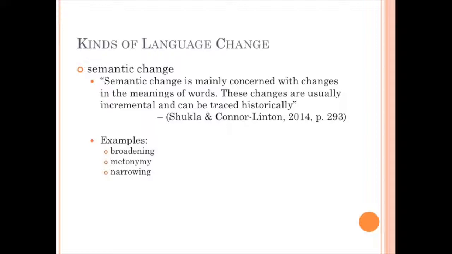Another kind of semantic change is narrowing. In this kind of semantic change, the range of meanings of a word narrows. The Old English hund becomes the modern English hound. So the Old English term for dog became the modern English term for a specific kind of dog. The meaning of the word hound narrowed from dog to a specific kind of dog.